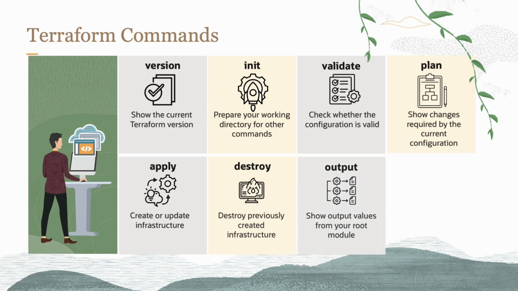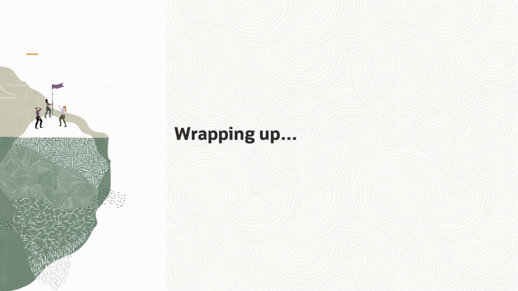Then there's output. This command is used to extract and display the output values defined in your root module. Outputs are useful for sharing data between different Terraform configurations or simply summarizing the state of your infrastructure. Finally, we have fmt. This command reformats your configuration files to the standard Terraform style. It helps maintain consistency and readability in your code, making it easier to collaborate with others. By mastering these Terraform commands, you will be well equipped to manage your infrastructure efficiently and effectively.